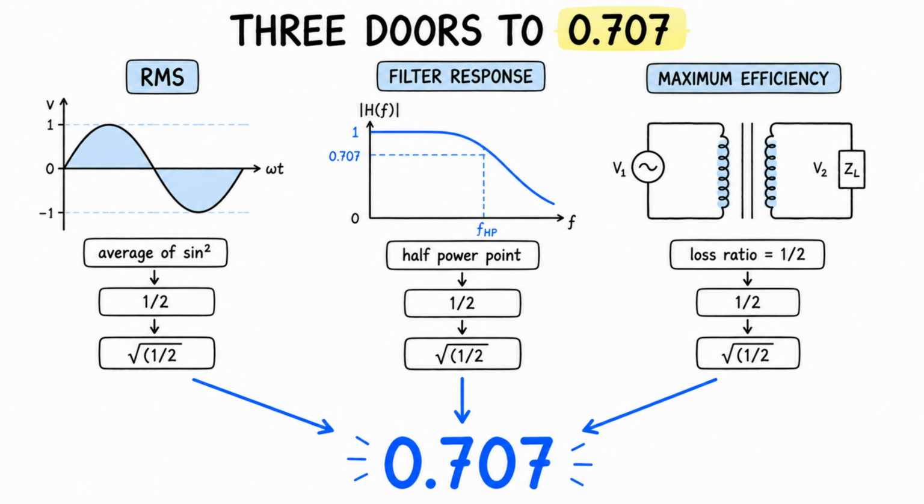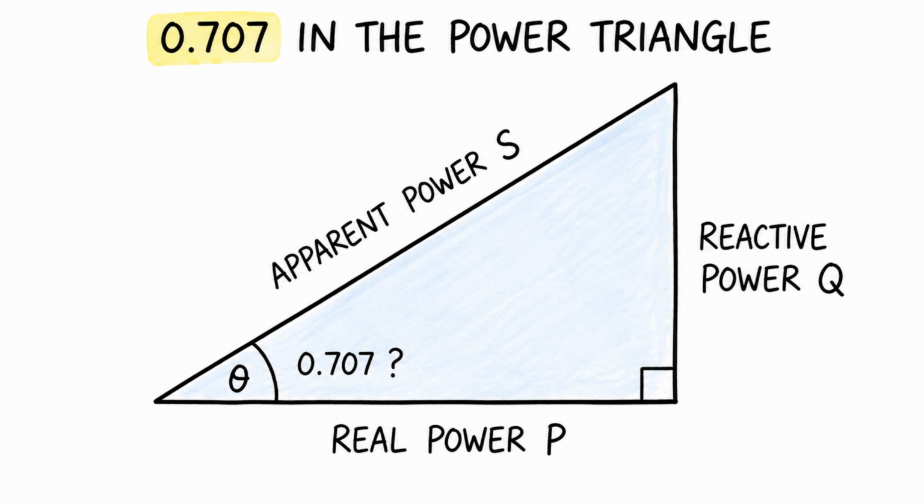3 appearances of 0.707 now. 3 completely different physical mechanisms. RMS used the time average of the squared sine function. Filter bandwidth used the voltage at the half power condition. Transformer efficiency used the load fraction that minimizes the ratio of fixed to squared variable losses. All 3 produced the square root of 1/2. All 3 produced 0.707. The final appearance of 0.707 is in the power triangle.